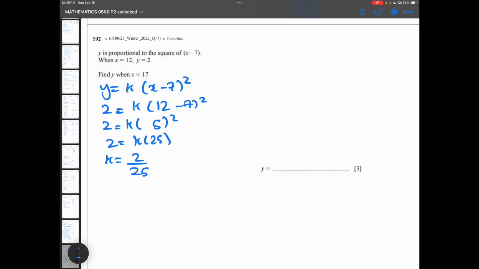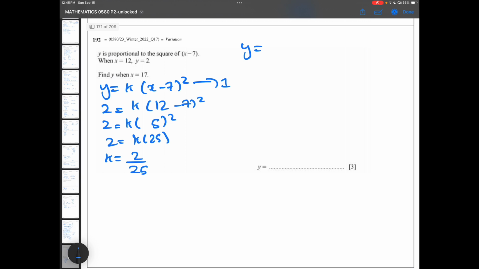Now it says find y when x is 17. So first I will put this value of k in my equation. So y is equal to, this is my equation 1. I'm putting the value of k over here. y is equal to 2 upon 25 into (x minus 7) whole square.